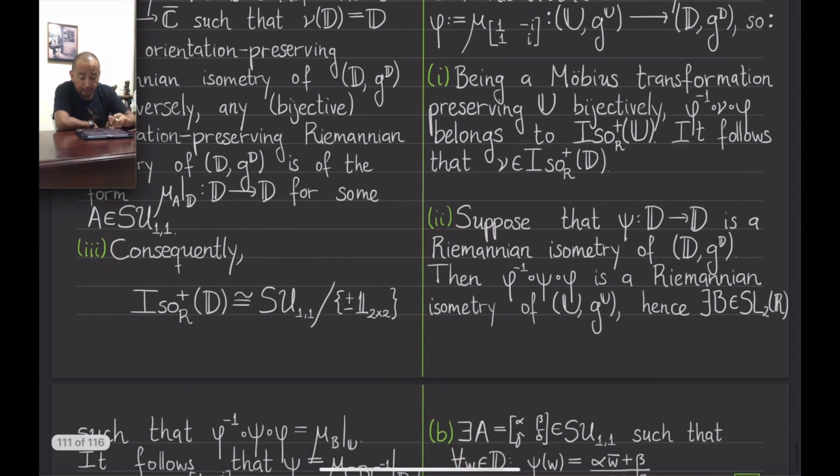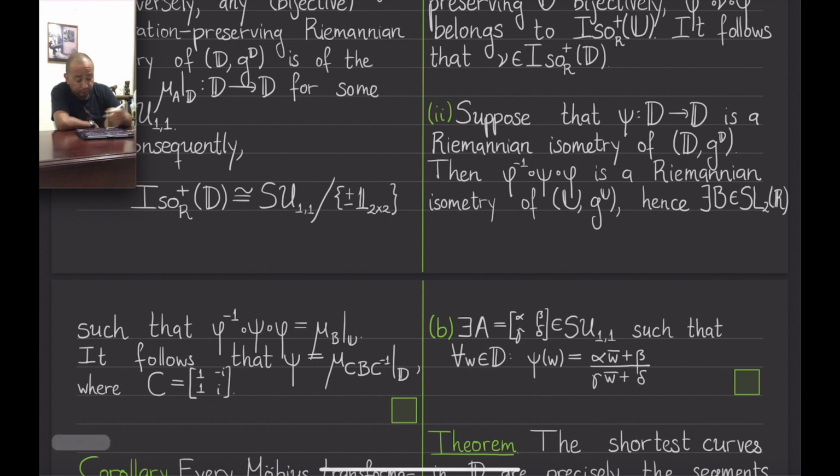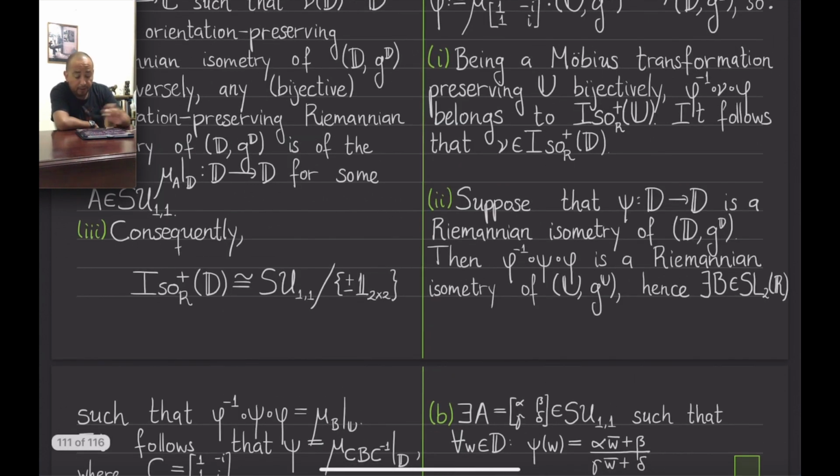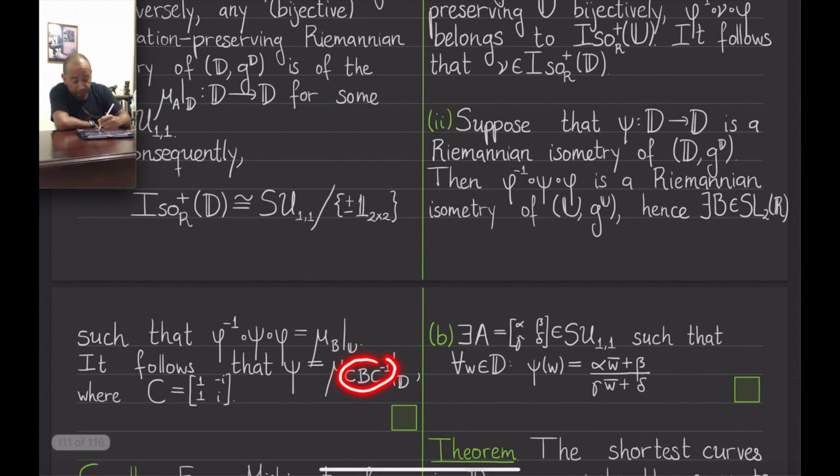Okay, and then an easy juggling shows that this one preserves D bijectively, and that's it, right? Because that means that one can ensure that this matrix is in SU11, even though this one doesn't have determinant 1, right? Because when conjugating, this determinant cancels here, so you indeed get determinant 1. So okay.